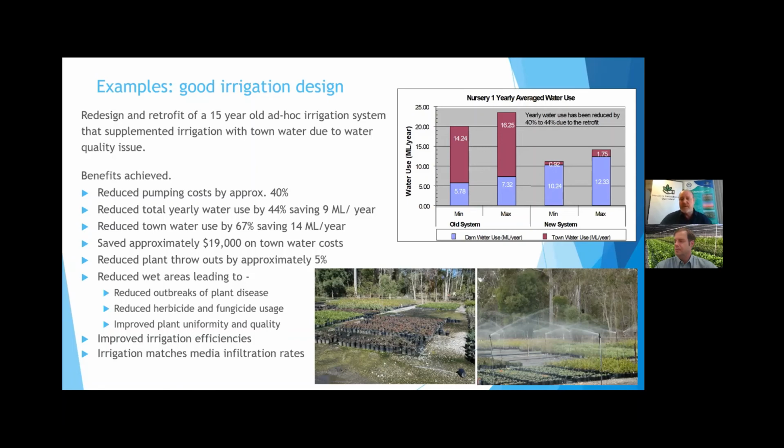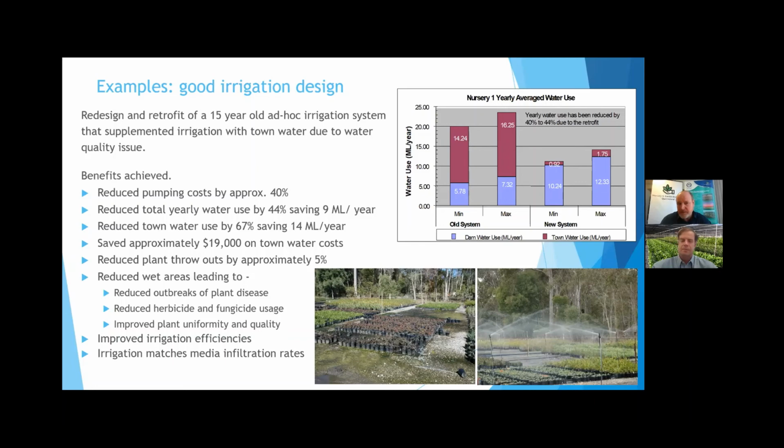And of course, by irrigating 3 times longer, this led to a large volume of nutrients being leached from the containers and caused constant wet areas around the nursery that then caused algal blooms, weed growth, and increased disease occurrence. He used a lot of chemicals to try and compensate for this as well.